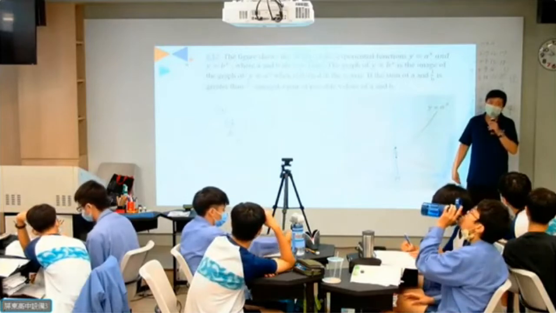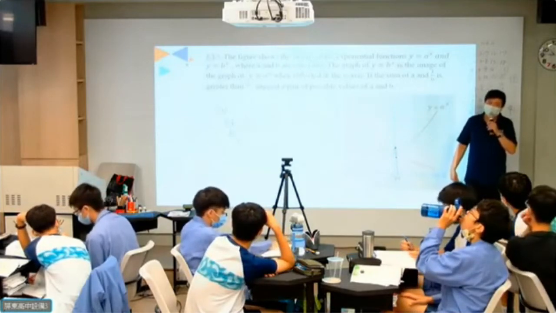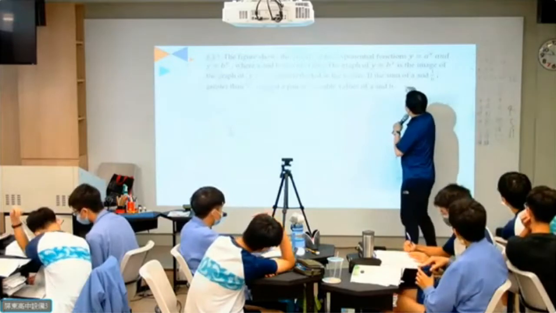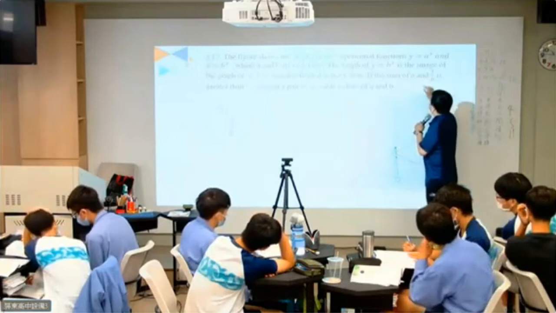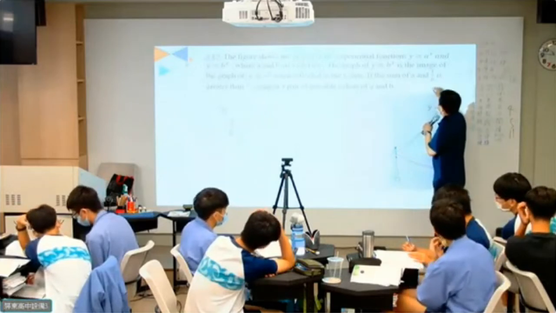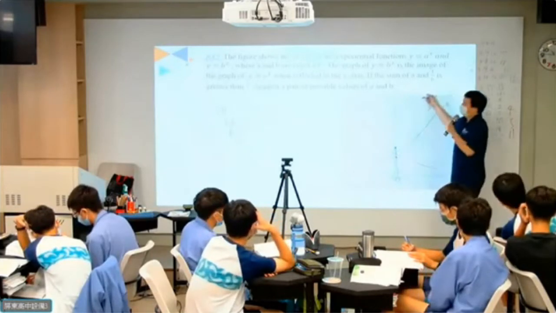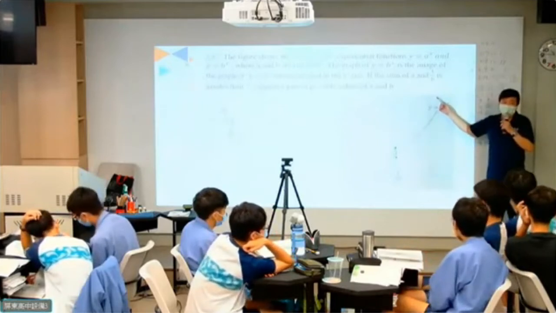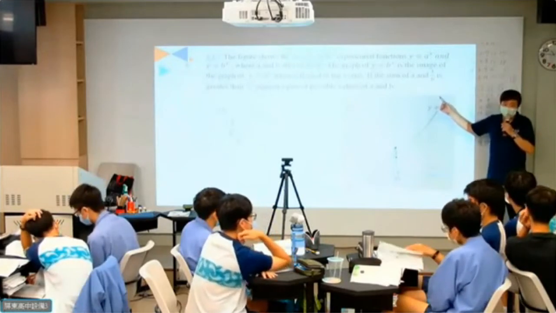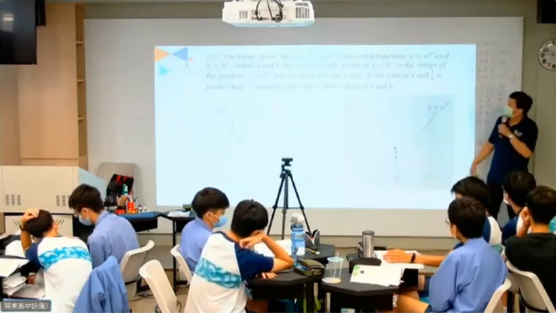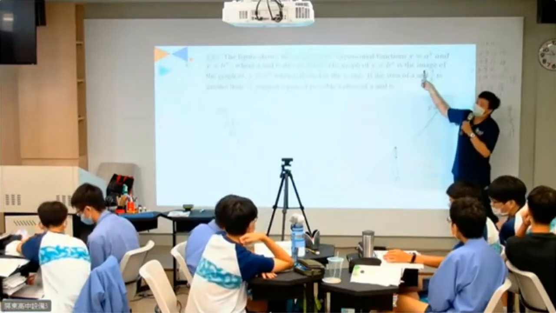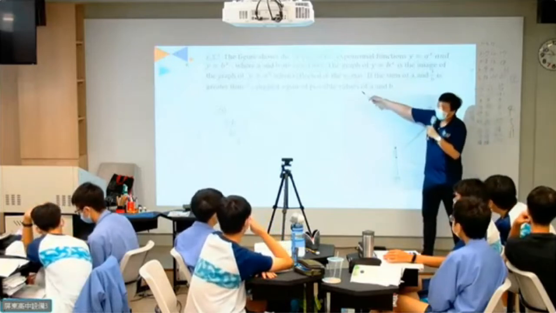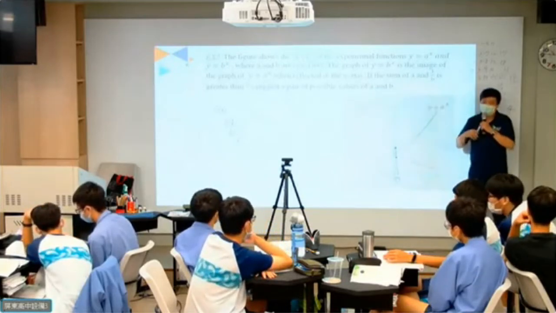What is the axis of symmetry? Axis of symmetry. 这是什么？What is this? Axis of symmetry. 对称轴。Okay, 对称轴。Okay, can you tell me, according to this description, what is the axis of symmetry?